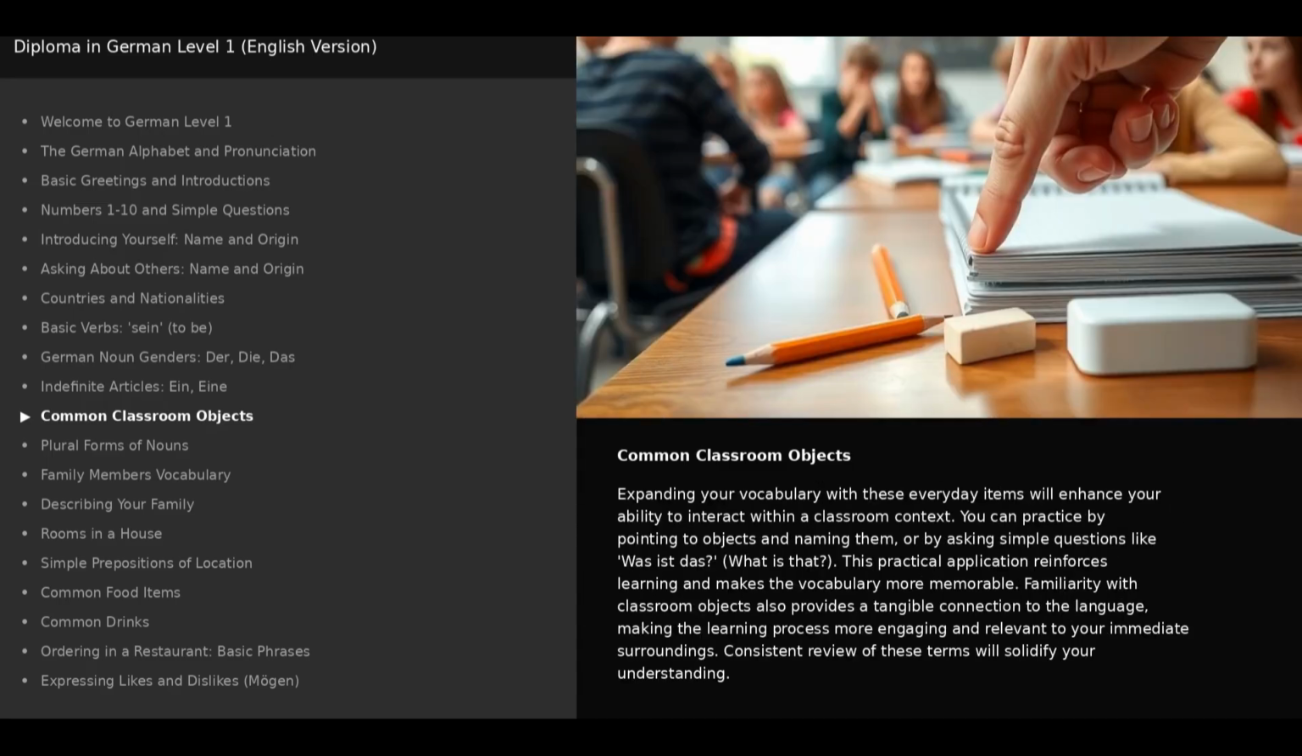Expanding your vocabulary with these everyday items will enhance your ability to interact within a classroom context. You can practice by pointing to objects and naming them, or by asking simple questions like "Was ist das?" What is that? This practical application reinforces learning and makes the vocabulary more memorable. Familiarity with classroom objects also provides a tangible connection to the language, making the learning process more engaging and relevant to your immediate surroundings. Consistent review of these terms will solidify your understanding.